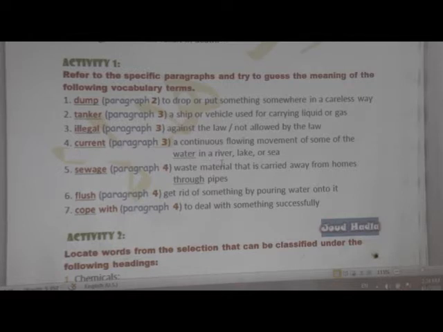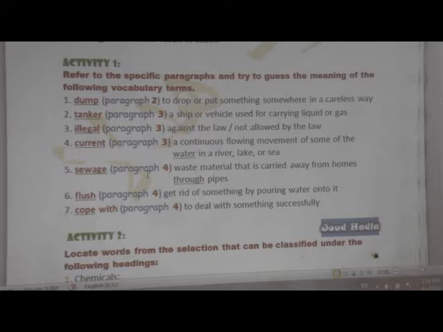Sewage. Waste material that is carried away from homes through pipes. Again, sewage, paragraph 4. Waste material that is carried away from homes through pipes. Flush. Paragraph 4. Get rid of something by pouring water onto it. Again, flush. Paragraph 4. Get rid of something by pouring water onto it.